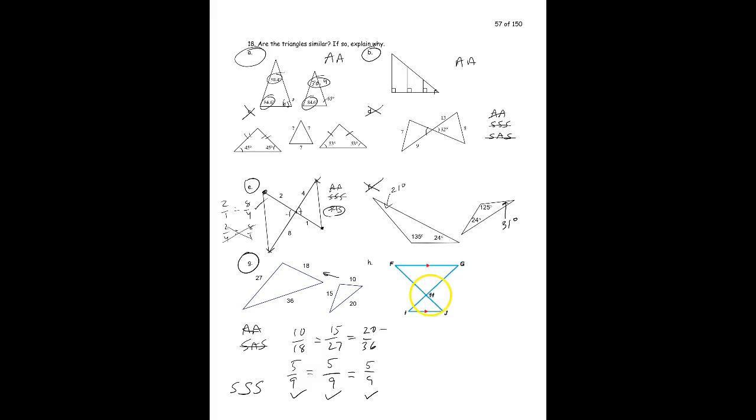Then the final one here, we have vertical angles are congruent. These are parallel lines, so we also know that alternate interior angles are congruent, and we can do the same thing here. Well, we have 2 triangles where all the angles are the same, so by AA, they are in fact similar.